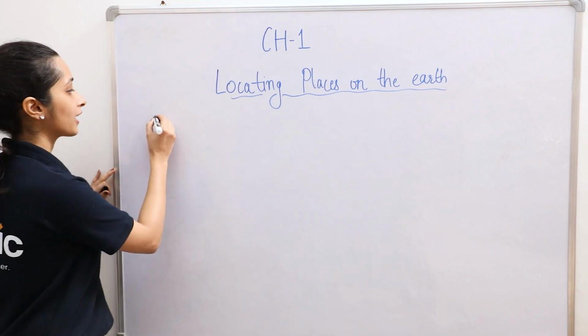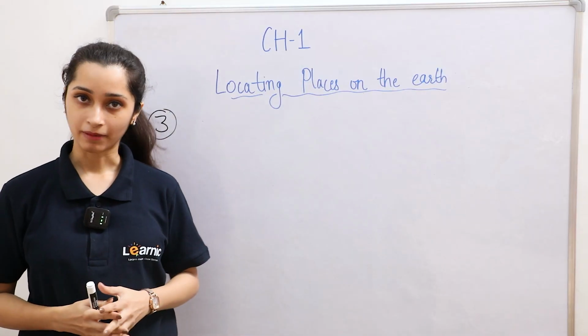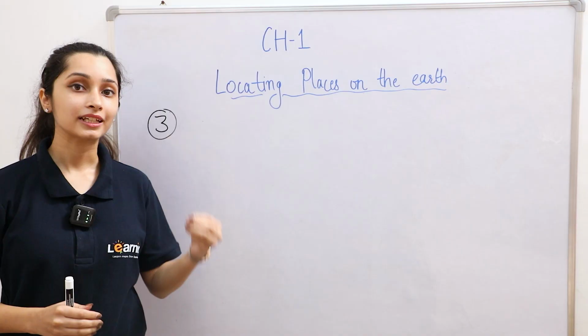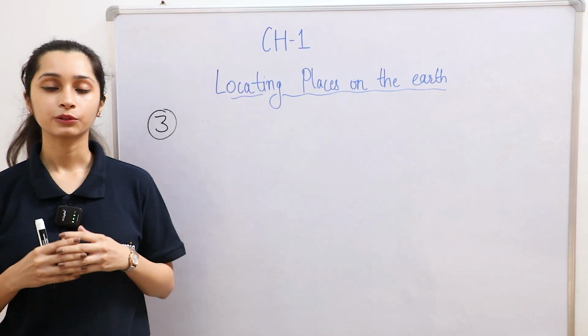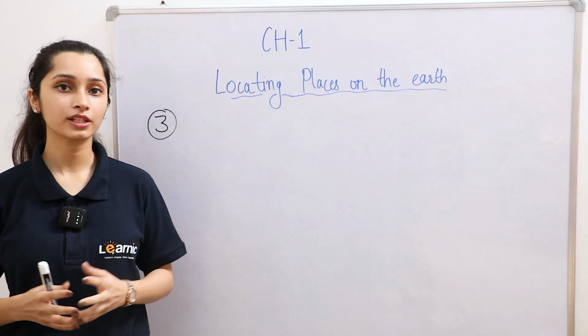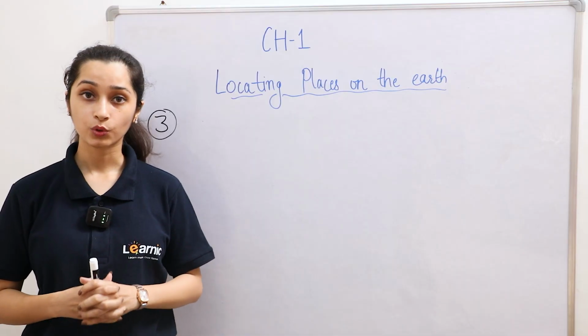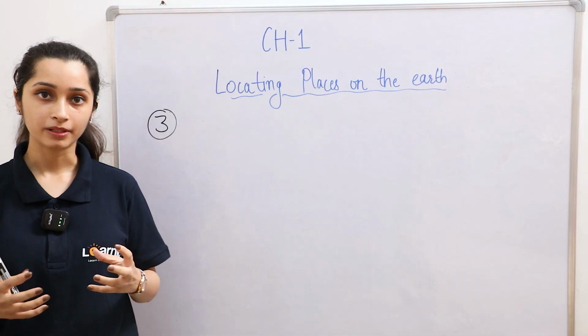So students, there are 3 types of maps. The first one is a thematic map. That means a particular theme based map. For example, you're trying to show rainfall or population in a particular region, that will be shown using a thematic map. Secondly, students, there is a political map that shows different state boundaries, country boundaries.